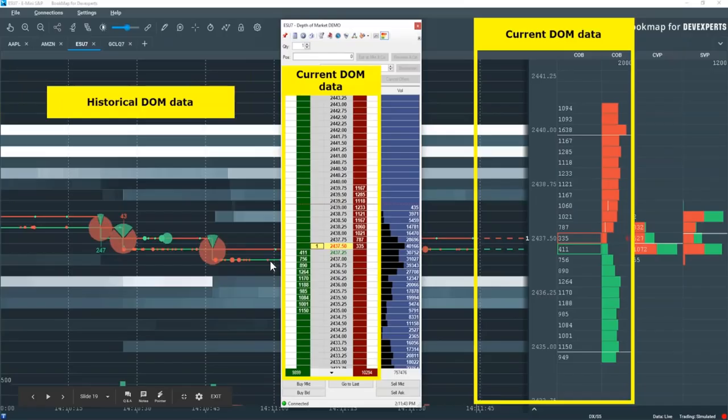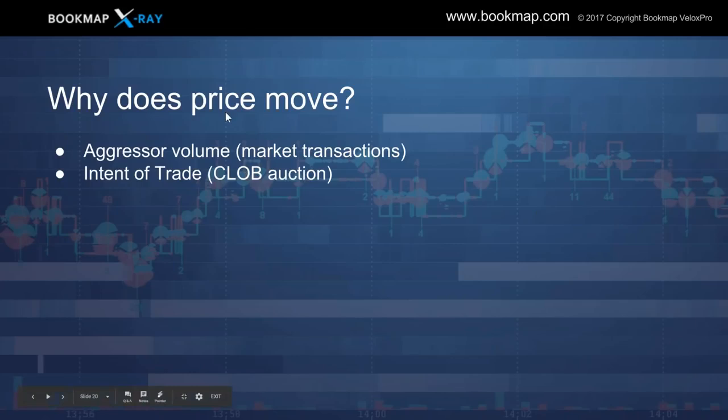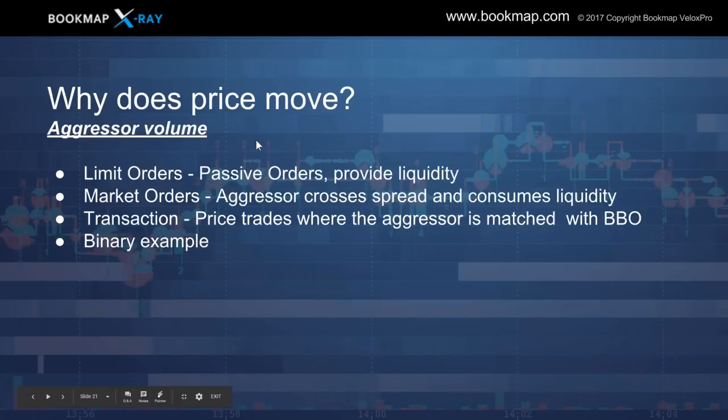All right, so now let's jump in here. Here's our historical DOM, our current DOM in the book, and then here's our current DOM in Bookmap. And why does price move? We're going to cover aggressor volume, market transactions, and the intent of trade, the centralized limit order book auction. So why does price move? Aggressor volume explained here.